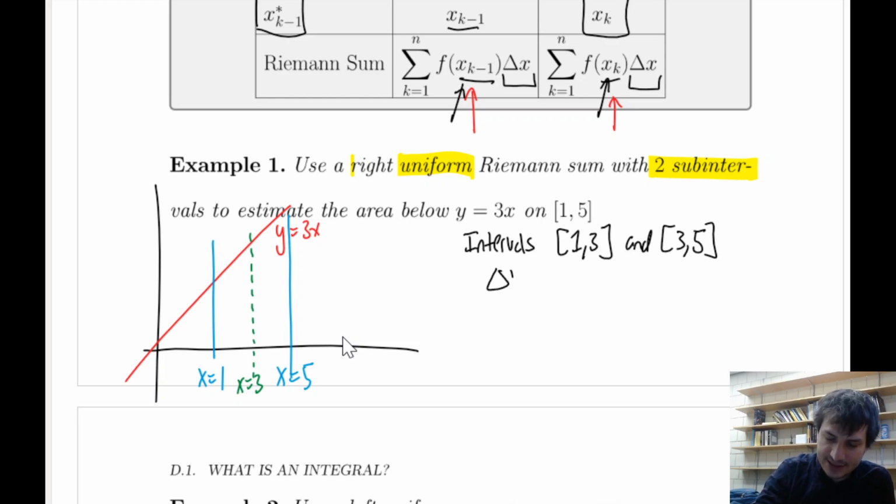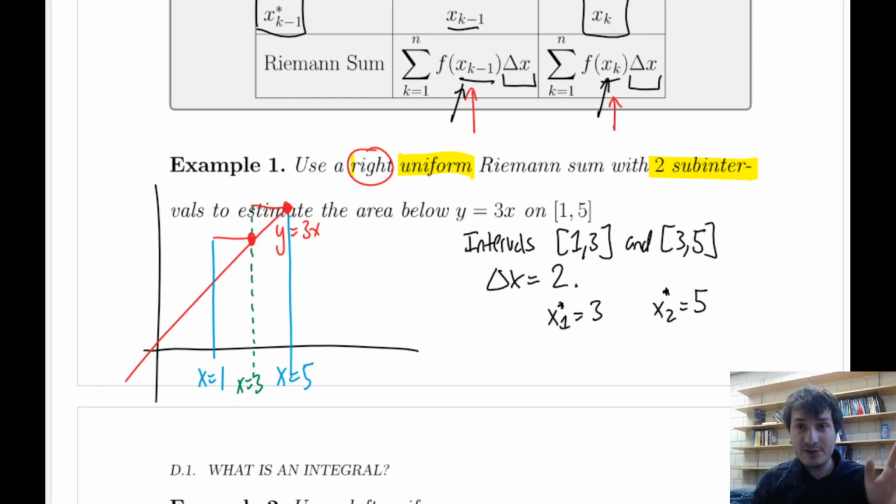And so delta x, the width of this interval, is 2. In the question, they told me to do a right Riemann sum. So I'm going to pick the right endpoints at x equals 3 and x equals 5 as the heights of my rectangles. So the special points are x star 1 is 3 and x star 2 is 5. They're the right endpoints. And if you have all this, you can add it all up.